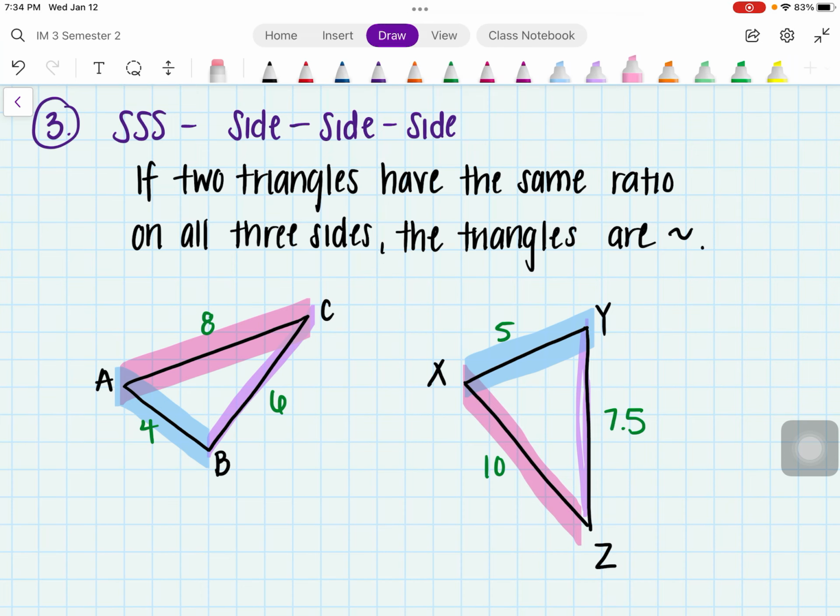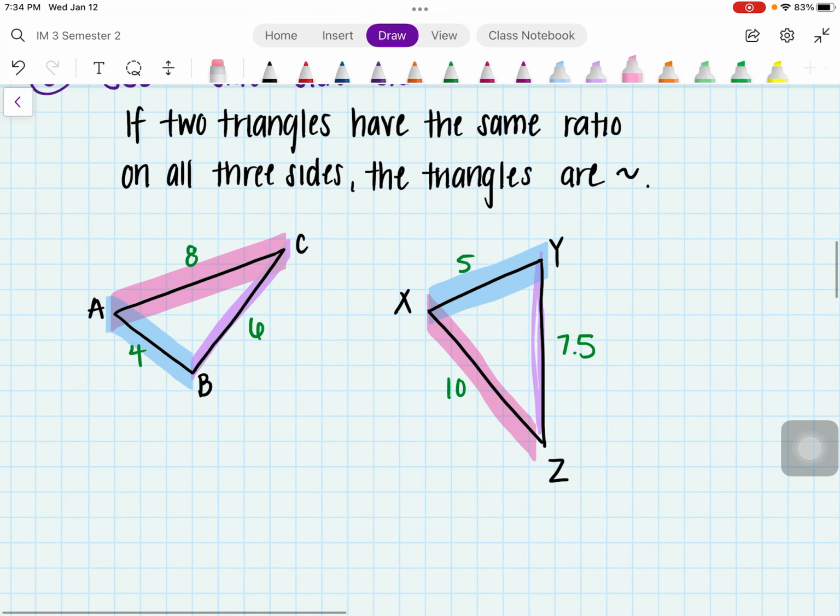And we have in this case AC corresponding to XZ. So let's go ahead and check the ratios for those. Starting off with AB and XY, that is a 4:5 ratio. Okay, so we can't simplify that, so that stays.